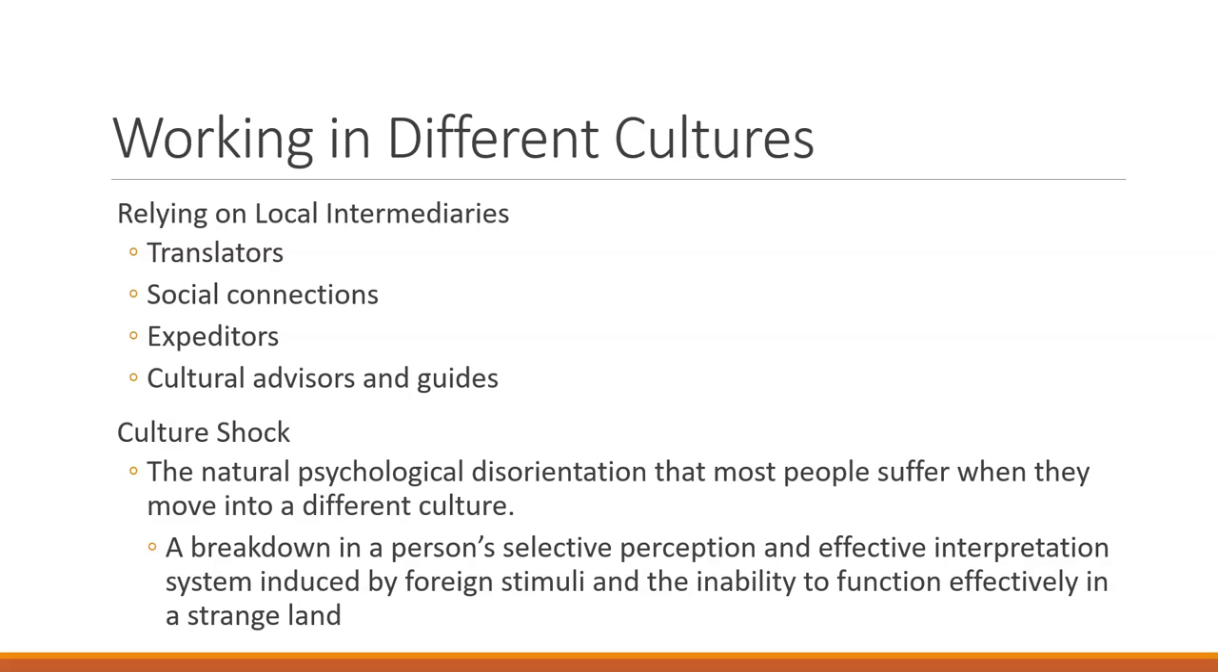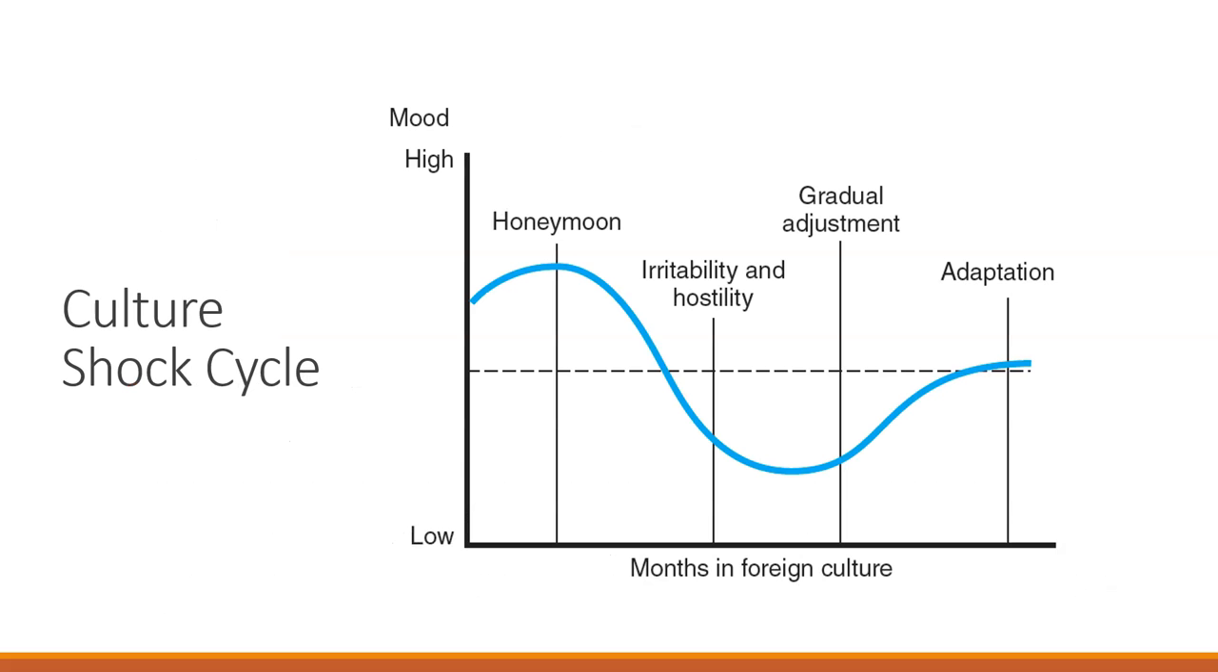The book also talks about culture shock. So culture shock is just this natural psychological disorientation that people suffer when they move into a different culture. And there are 4 different stages. So we have the honeymoon when we're first there, and then we become irritable and hostile against the customs and the culture. Then we have gradual adjustment and then adaptation.